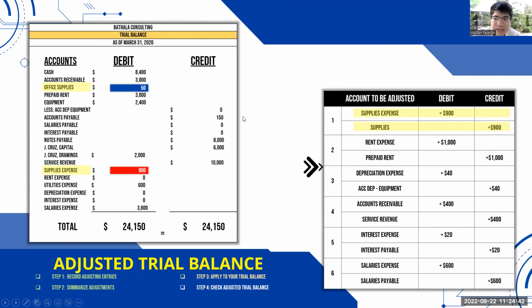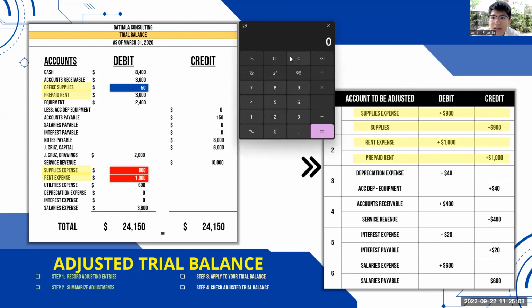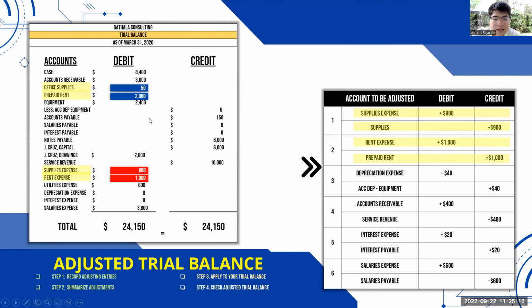That is the correct amount, right? So again, you just do that. Rent expense plus 1,000 debit, so we look for a rent expense plus 1,000. Prepaid rent plus 1,000 credit. So we look at our prepaid rent. Again, the prepaid rent has a debit of 3,000. What does a credit of 1,000 do to prepaid rent? Meaning, babawasan natin. 3,000 minus 1,000. Therefore, our true prepaid rent account should be not at 3,000 but at 2,000, right?